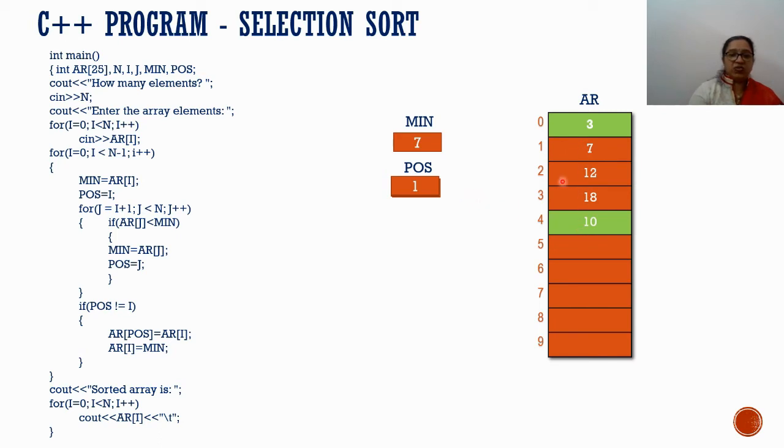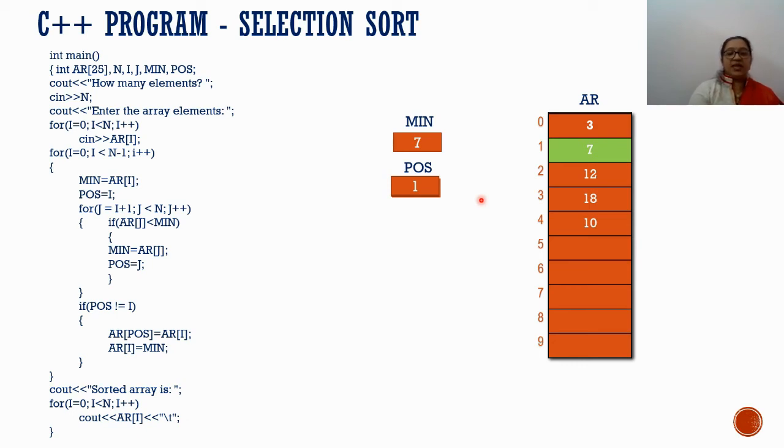7 and 12 are compared, no change. 7 and 18 are compared, no change. 7 and 10 are compared, no change. 7 is the smallest one. Now see this: if position is not equal to I. POS is 1 and I is also 1, because we are moving on only with the second element. So it is the same, and we don't want to swap. So 7 stays itself, and in that pass there is no change. 3 and 7.